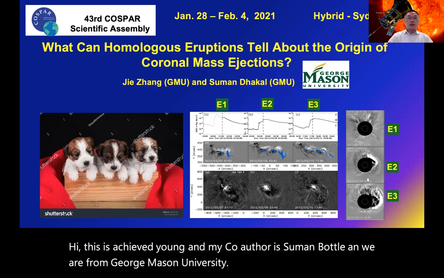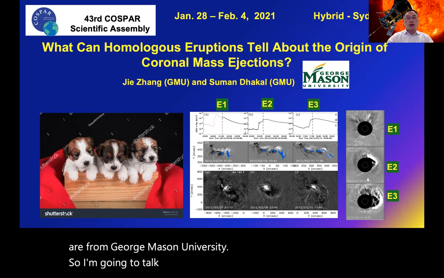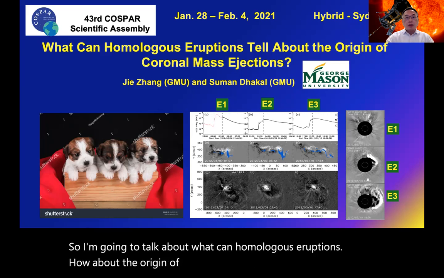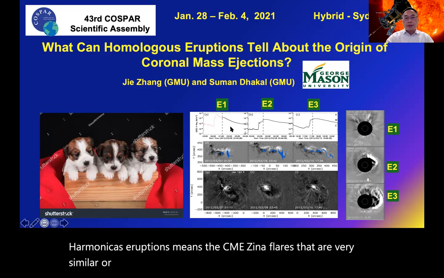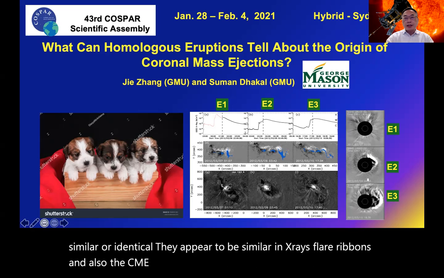I'm going to talk about what homologous eruptions can tell about the origin of coronal mass ejections. Homologous eruptions means CMEs and flares that are very similar or identical. They appear similar in X-rays, flare ribbons, and also the CMEs. Particularly, they come from the same active region.